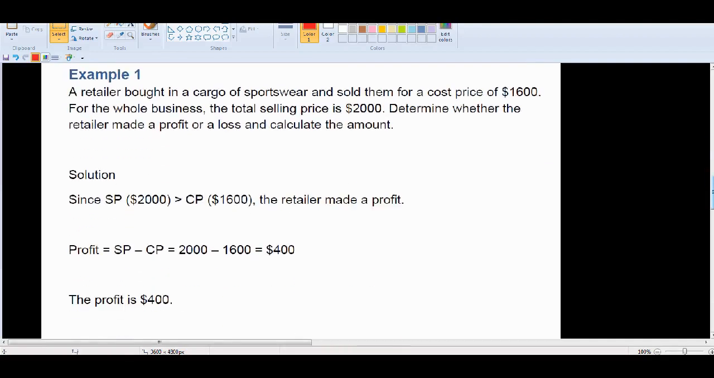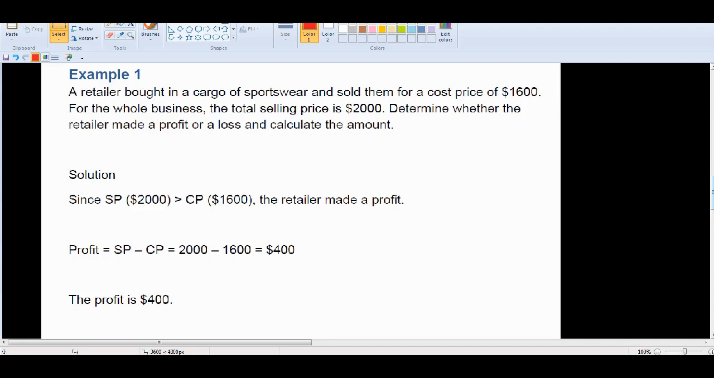Okay, so let's see the first example. A retailer bought a cargo of sportswear for the cost price of $1,600. For the whole business, the total selling price is $2,000. Determine whether the retailer makes a profit or loss. Calculate the amount. All right, so let's see.